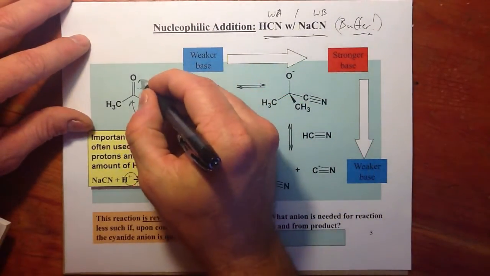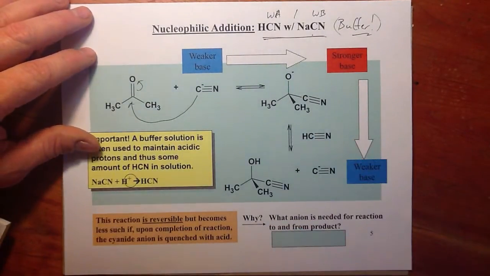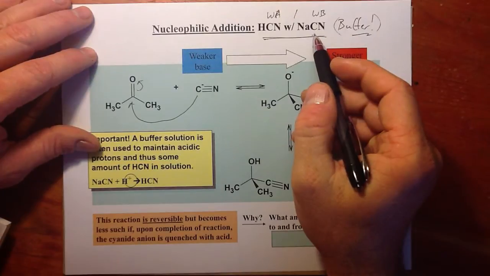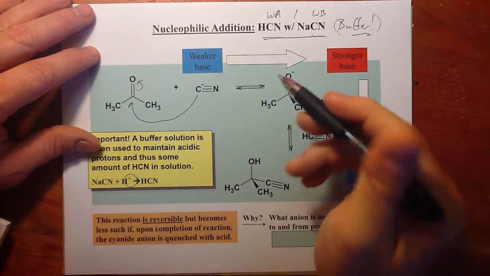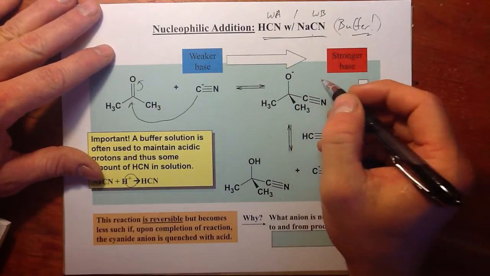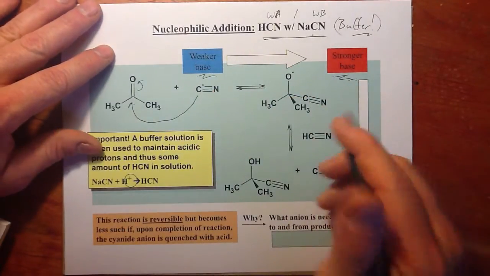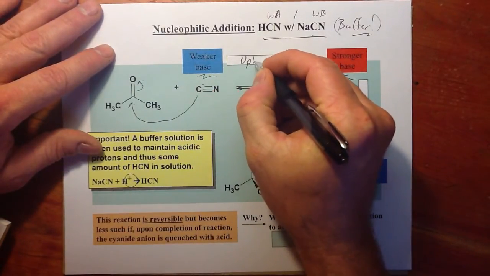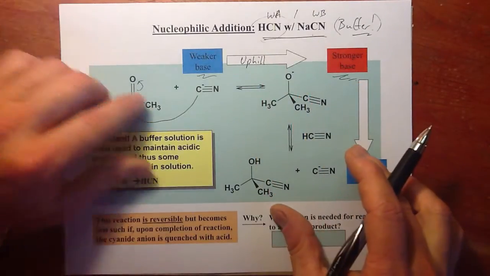We can propose, since we have still basic solution, we have some cyanide floating around in solution. It's not just all HCN. So we have some cyanide floating around in this buffer solution that can attack, and that puts the negative on the O. Uh-oh, that's a stronger base coming from a weaker base. That's going uphill. That could be a problem. That's why we add to the sodium cyanide.